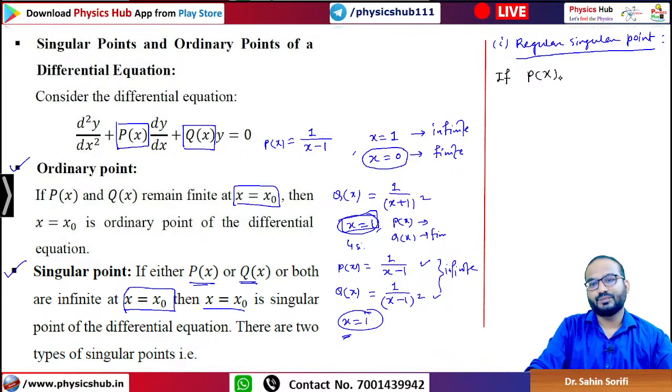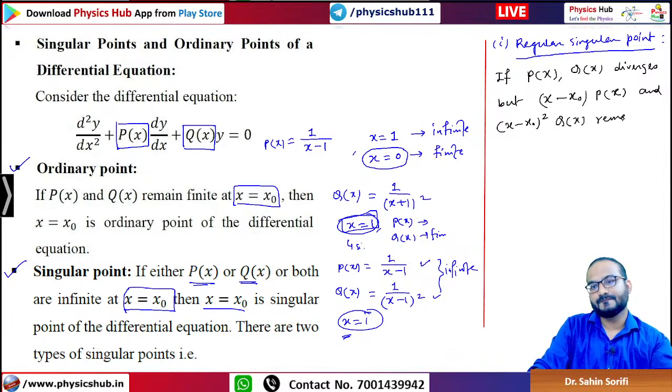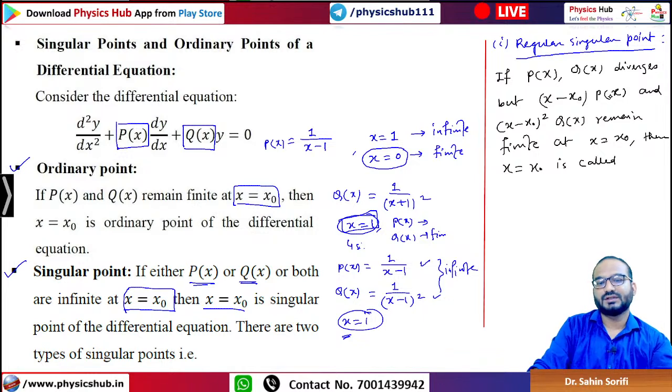Okay, regular singular point. Just write a few lines. If p of x and q of x diverge, meaning they become infinite, 1 by 0, but if you multiply by x minus x naught, where x naught is the singular point, so that x minus x naught times p of x and x minus x naught whole square times q of x remain finite at x equals x naught, then x equals x naught is called a regular or non-essential singular point.